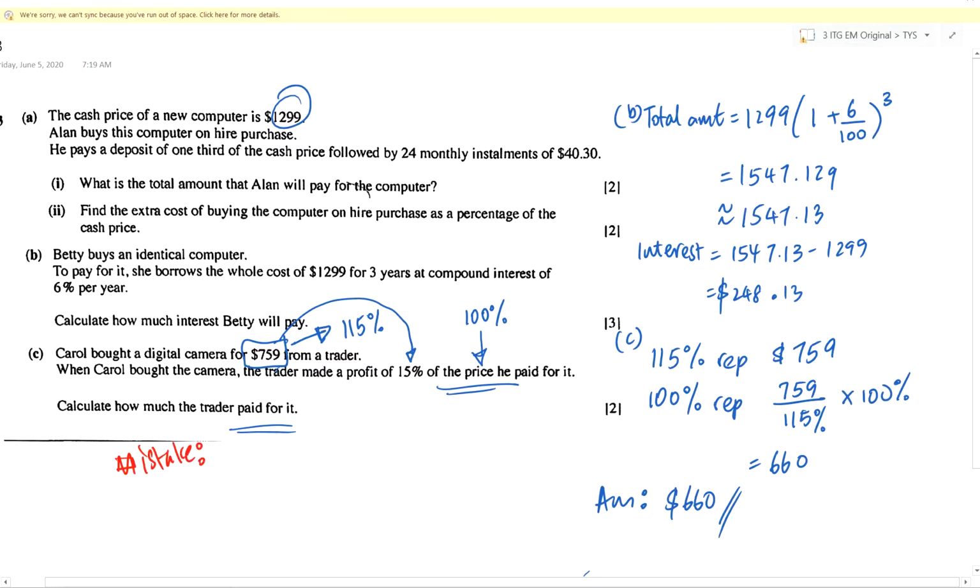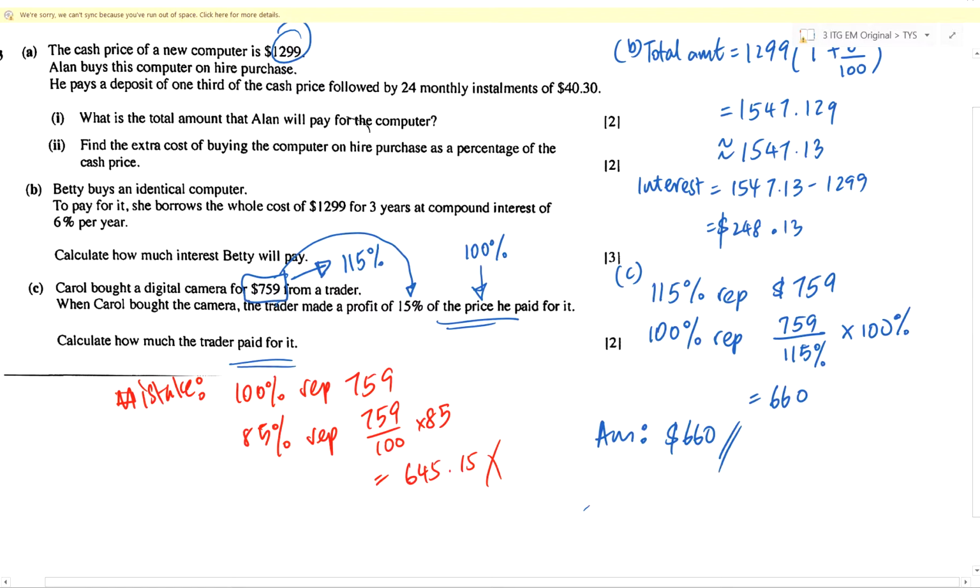Yes, the common mistake is that 100% represents 759 and thinking that the price he paid for it is represented by 85%. So this will give you a different value. Okay, these are different values. Although the difference in both of them is still 15%, we always need to find out which is the original 100% that they are referring to.